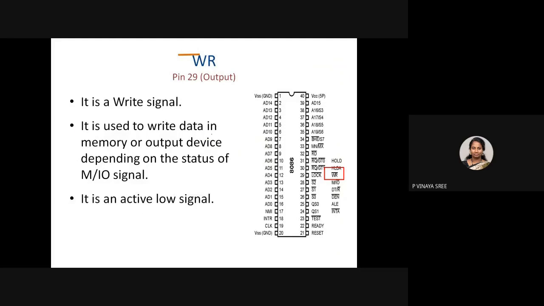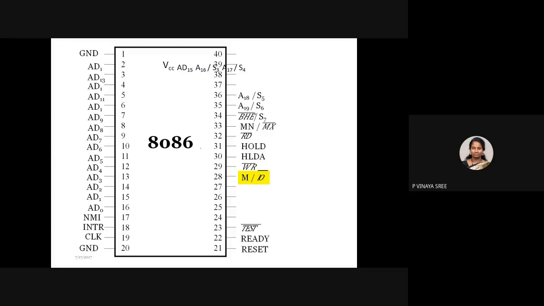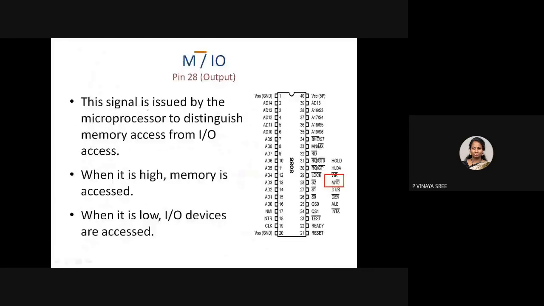It is used to write the data in memory, which we discussed right now. This signal is issued by the microprocessor to distinguish what it is performing, whether a memory access or an IO access. When it is high, memory is accessed, because this is an active high pin and the other is an active low pin. 1 indicates it is accessing memory, 0 indicates it is accessing IO.